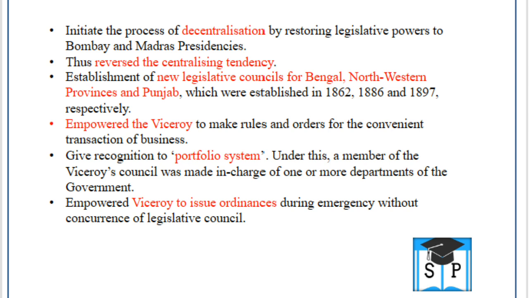This act also empowered the Viceroy to make rules and orders for the more convenient transaction of business in the council. This act gave recognition to the portfolio system, which was introduced by Lord Canning in 1859. The portfolio system means that a member of the Viceroy's Council was made in charge of one or more departments of the government and was authorized to issue final orders on behalf of the Council on matters of his department. Therefore, this act gave official recognition to the portfolio system introduced by Lord Canning in 1859.